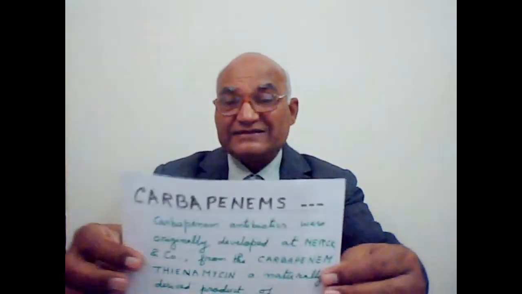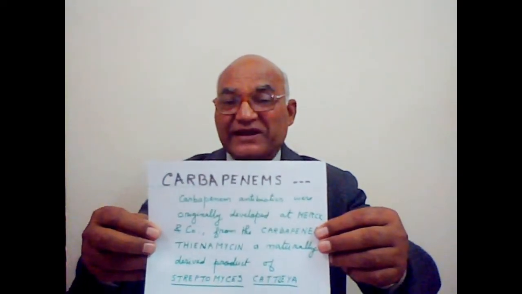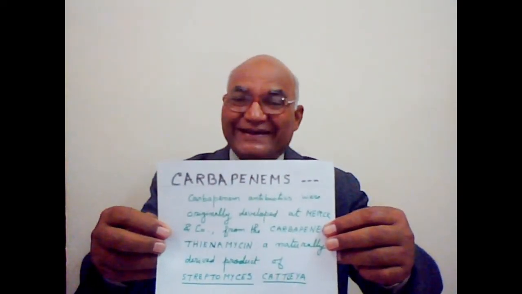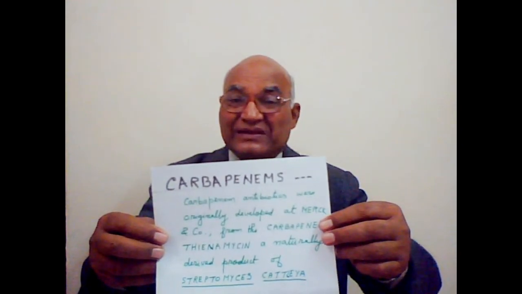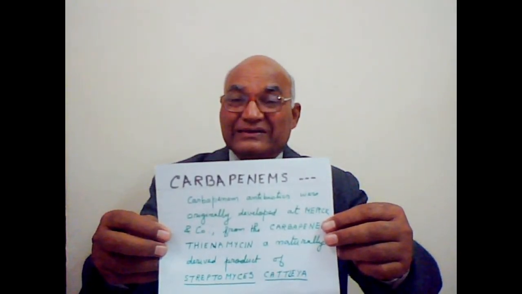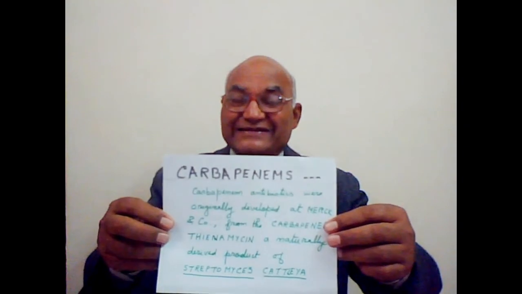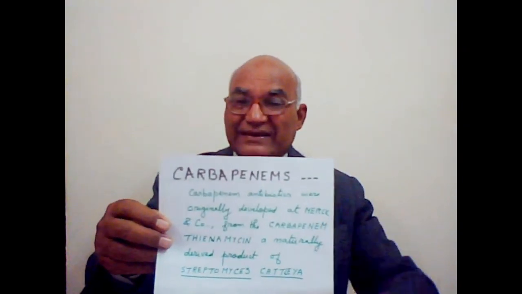The carbapenem antibiotics were originally developed at Merck and Company from the carbapenem thienamycin, a naturally derived product of Streptomyces cattleya. How has Streptomyces cattleya been given its name? Cattleya is an American orchid, a fascinating nomenclature. And Streptomyces, you know, is a genus of bacteria.